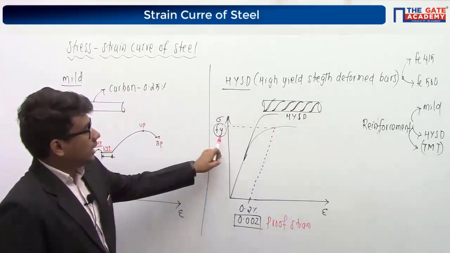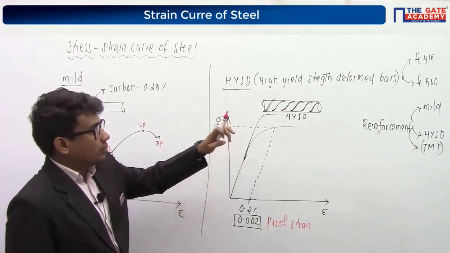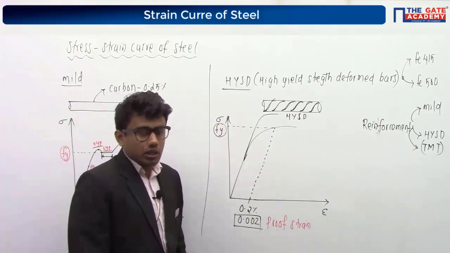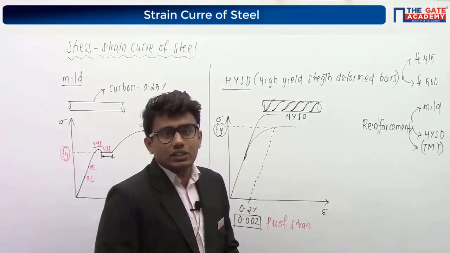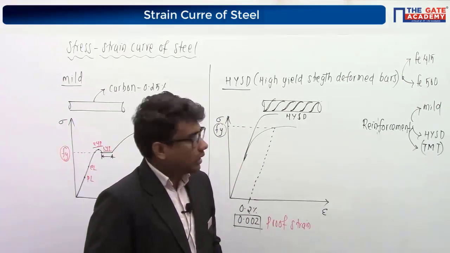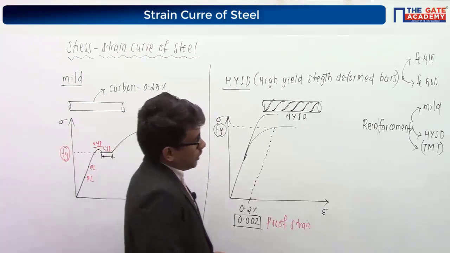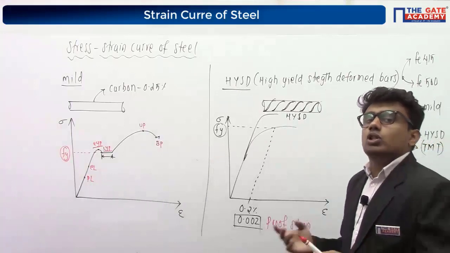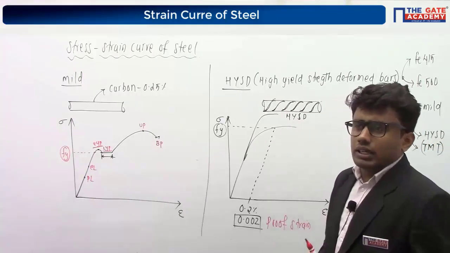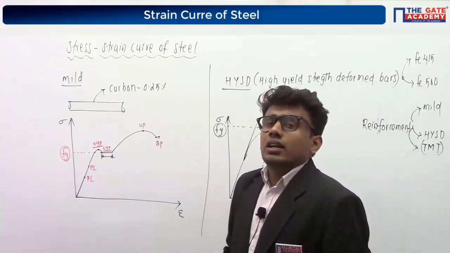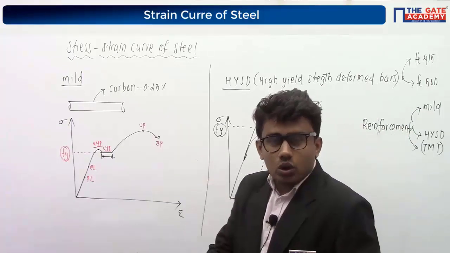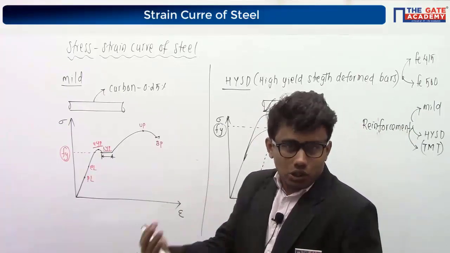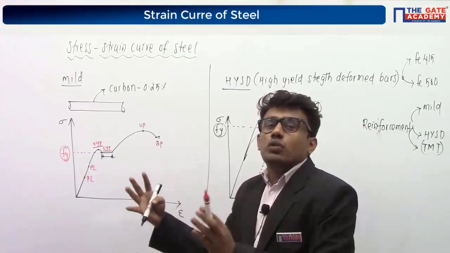Right now, this is the yield strength. For Fe 415, the yield strength will be 450 Newton per mm square, and for Fe 500, the yield strength will be 500 Newton per mm square. If you talk about the Young's modulus of elasticity of concrete, there we have a non-linear curve, and we talked about the secant modulus, the short-term modulus, and the long-term modulus. So we have to consider different moduli of elasticity there.